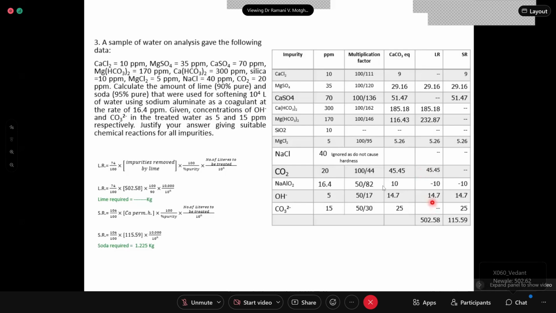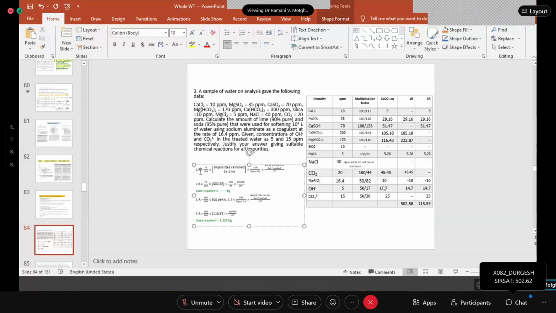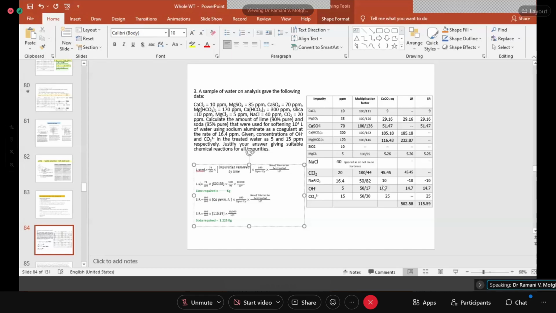This will be 62. 502 means 62. Okay, now this value we will write here. First, there should be a correction. A correction means what? This should be not R but used. Lime used, because excess is mentioned, right? Similarly, soda used for softening.